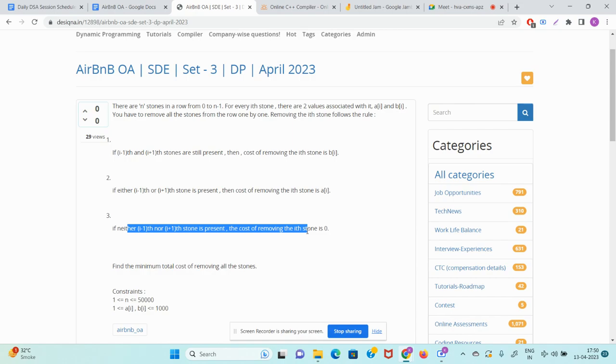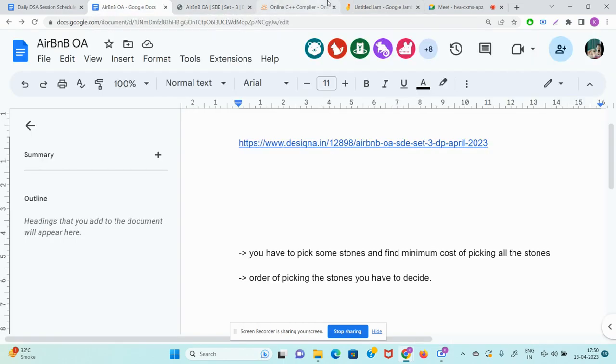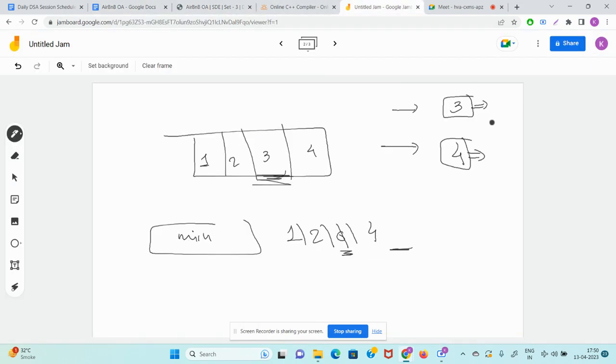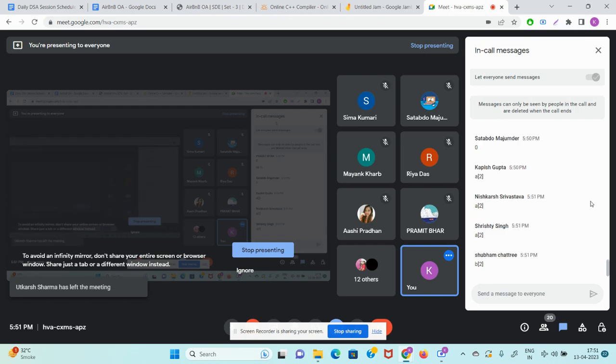You are a Kumar ke student. You should have common sense, to maintain my legacy. So the cost of picking the fourth stone is 0. For the third stone, it was B of 3. Now, guys, what is the cost of picking the second stone? Yeah, now people are collectively writing A of 2.